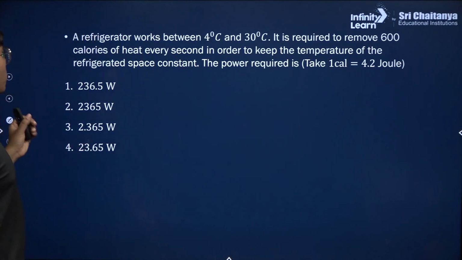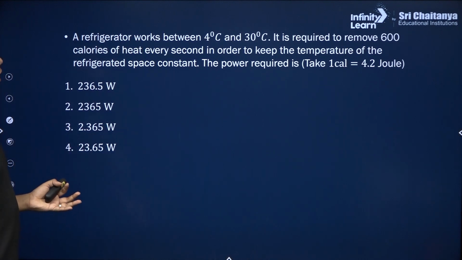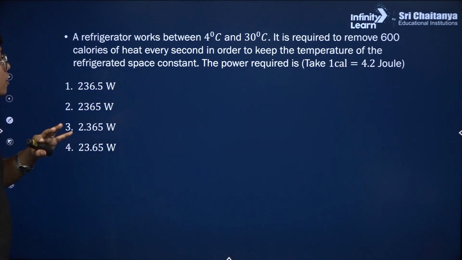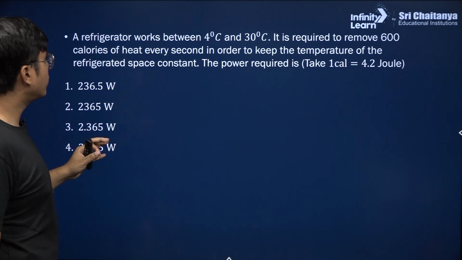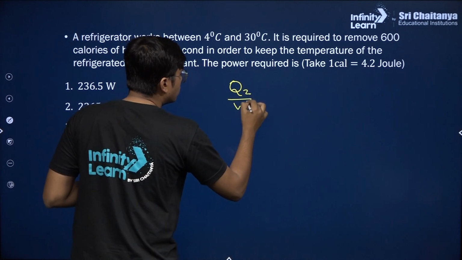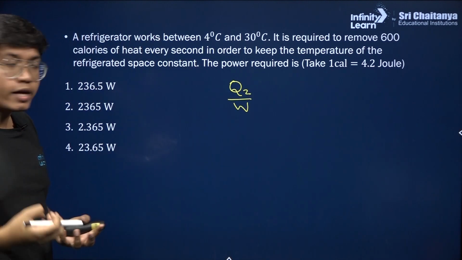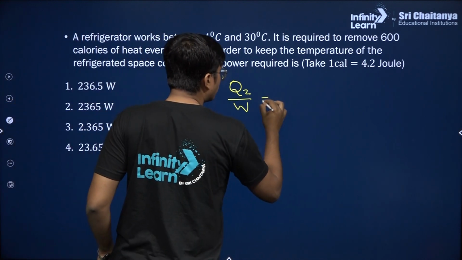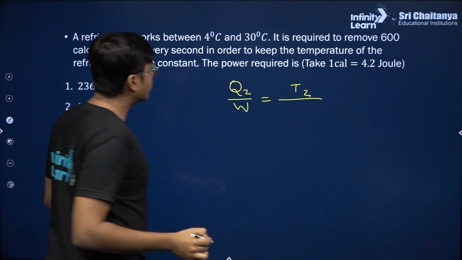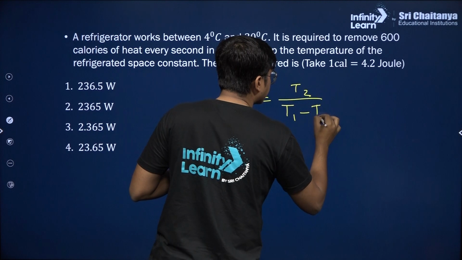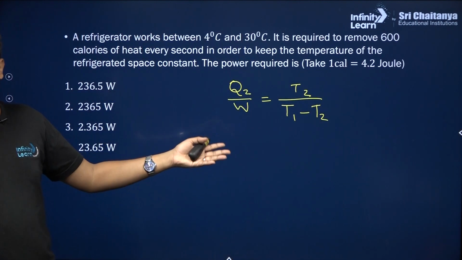Next one, a refrigerator works between 4 degree and 30 degree. It is required to remove 600 calories of heat every second in order to keep the temperature of the refrigerated space constant. The power required is, so here we will use the relation of Q2 by W. So Q2 is the energy you take from the cold body and W is the work you need to do on it. So Q2 by W will be equal to T2 divided by T1 minus T2, right? This is the coefficient of performance as well.